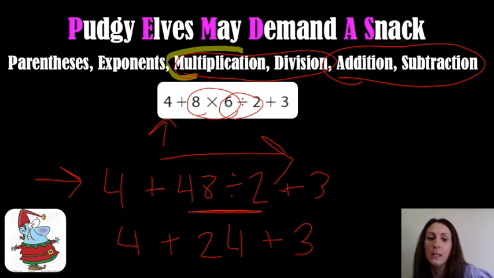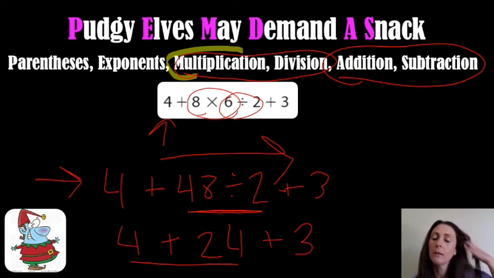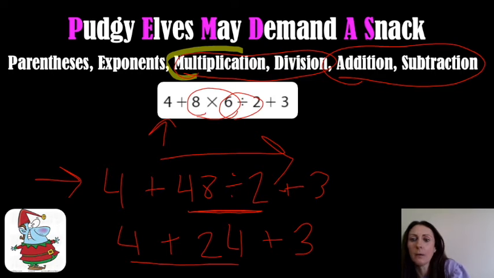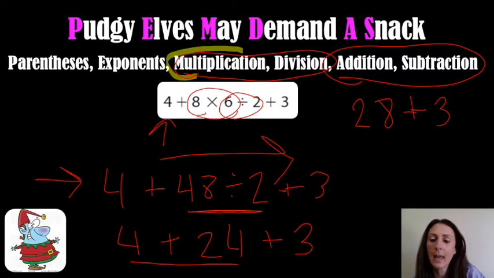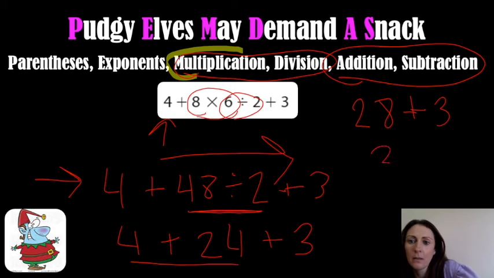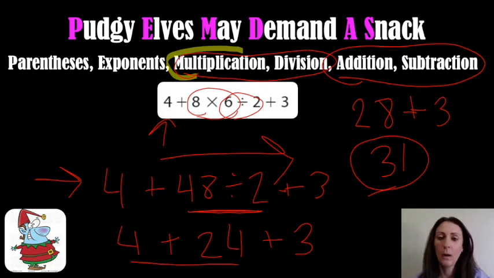So I can go ahead and solve. So I'm going to solve 4 plus 24, right, which is 28. I'm going to come over here so I have a little bit more room. Rewrite my problem. And then I have 28 plus 3, which is, right, 31. So that is the answer to my problem.